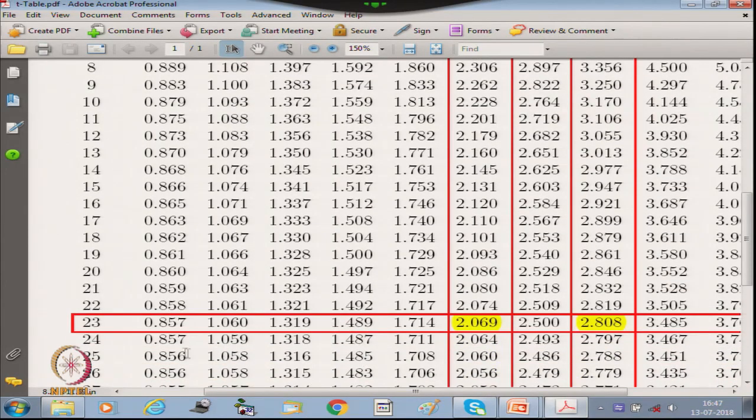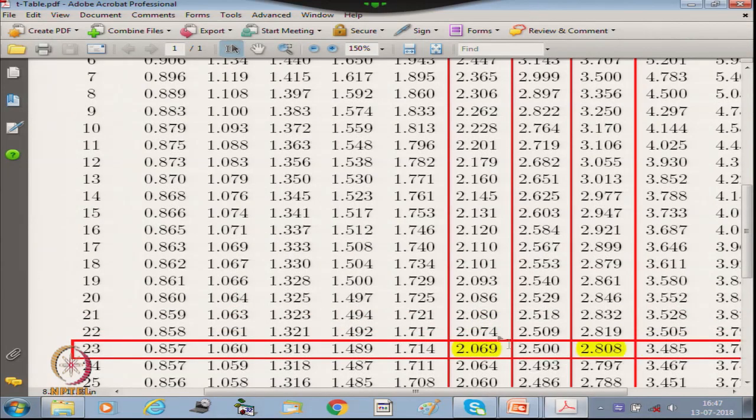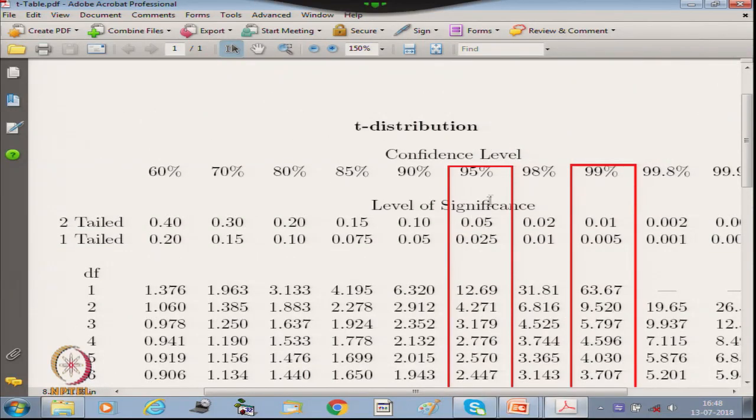Suppose, as one example, we have 24 data, and we have calculated the t value. So, 23 is the degree of freedom, and then we can compare with these two values, 2.069 and 2.808. Now, if our calculated t value is say 2 or 1.5, then we can very well say that whatever difference there is, it is not significant at both the 95% and 99% significance levels.